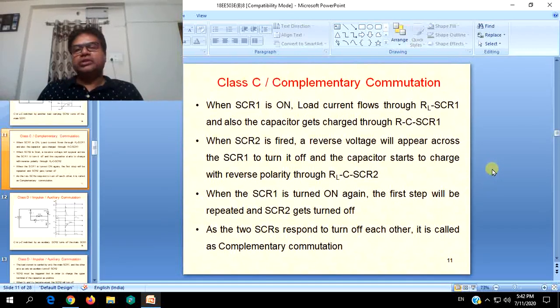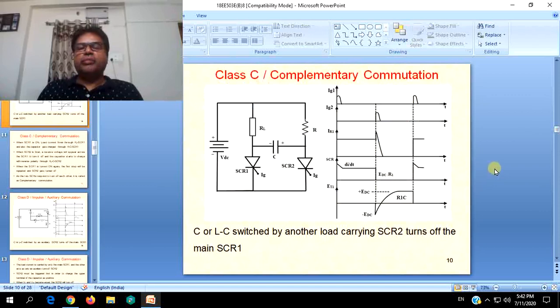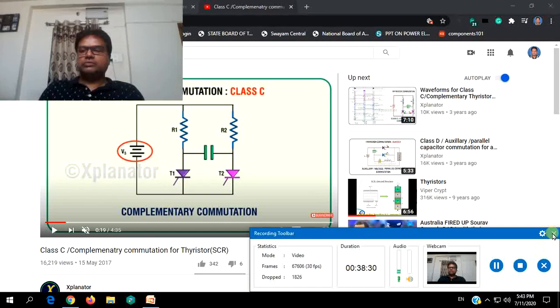Complementary commutation is quite simple, but the main drawback is you need another extra SCR to turn off the main SCR, and also the load current is flowing through the SCR2, so you have to select the auxiliary SCR also to have ratings equal to the main SCR to suit the load requirements. Again we shall have a quick look at an animated view.